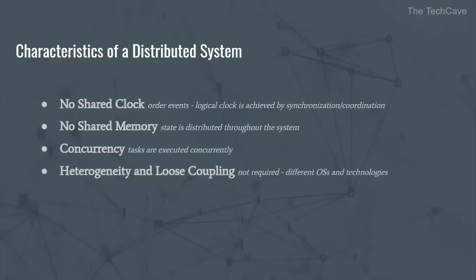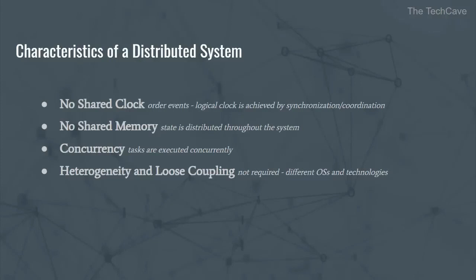And last but not least, heterogeneity and loose coupling, which means the processors are independent and separate from each other and they have different speeds. Even though heterogeneity and loose coupling are not necessary, almost invariably nodes in distributed systems run different operating systems, and components can be built with different technologies and run on different platforms.